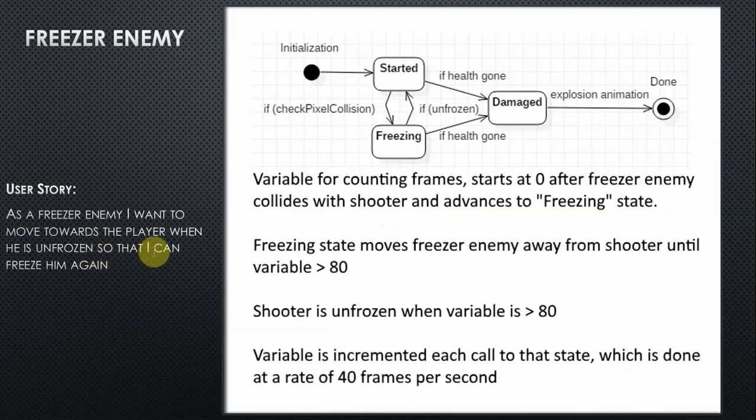As a freezer enemy, I want to move towards the player when he is unfrozen so that I can freeze him again. So once we get to this freezing state, similar to the digger enemy, there's a variable for counting frames. It's initialized to 0 once we hit this freezing state. The freezing state moves the freezer away from the shooter until the variable is above 80, and then also the shooter is unfrozen when the variable is above 80. This variable is incremented each call to the state, which is done at a rate of 40 frames per second. So 2 times 40 would be 80 total frames for 2 seconds, and after that 2 seconds, the player is free to move, and the freezer enemy will continue towards the player.